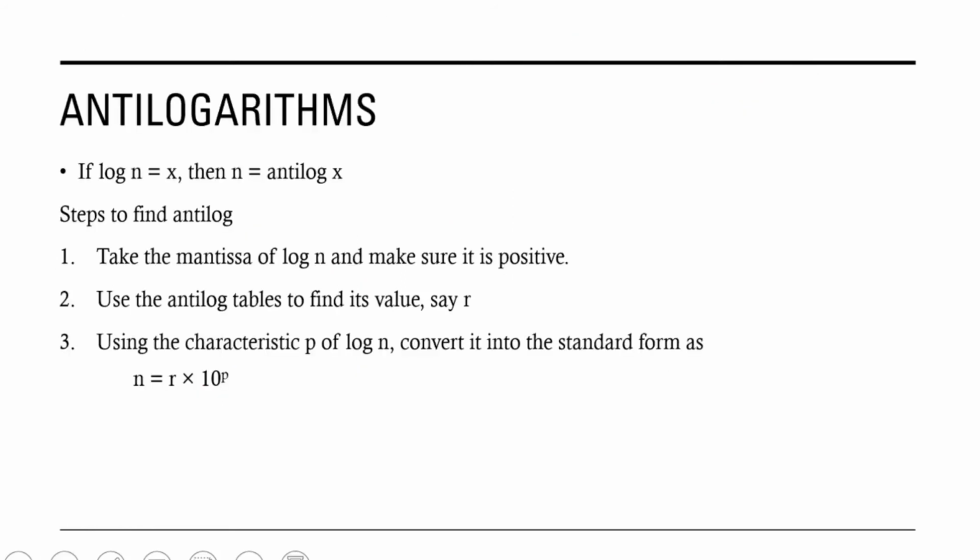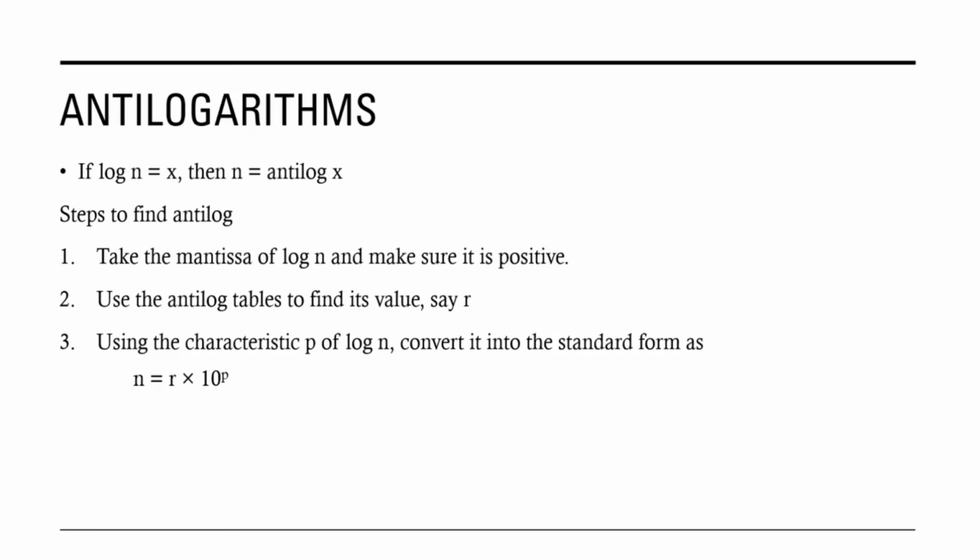The next one we have is anti-logarithms. If log n is equal to x, then n is equal to anti-log of x. When we have log of a given number, then we can find the given number by taking anti-log of the answer. So here we have log n is equal to x, means n is equal to anti-log of x.